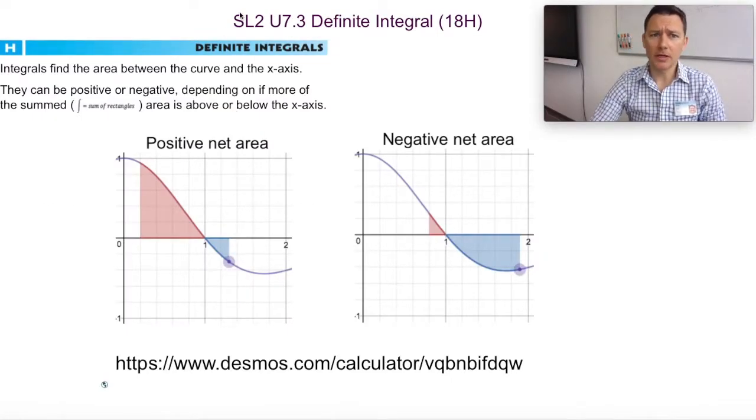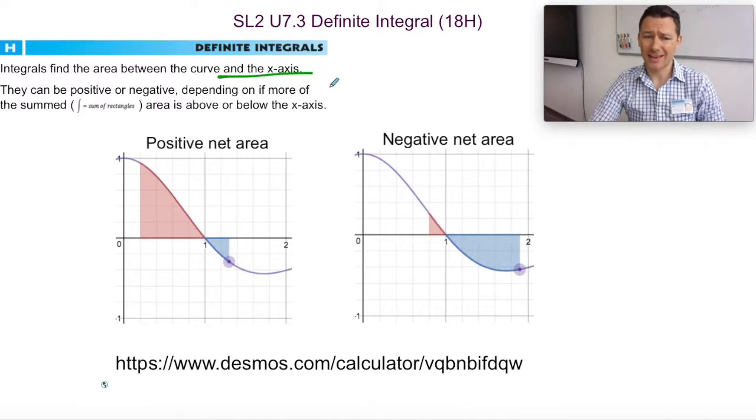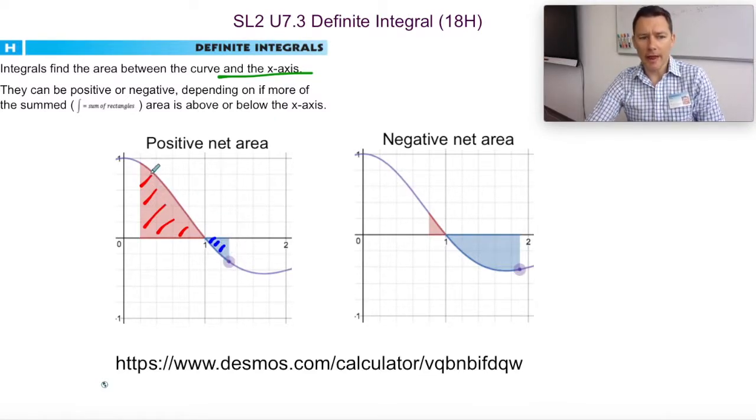Also, integrals can be positive and negative. The integral is the area between the curve and the x-axis. So if you're talking about the integral of, I don't know, a sine curve, some of it is positive because it's above the x-axis, and some of it's below the x-axis. You're adding all of them up. You're adding all the pieces up.